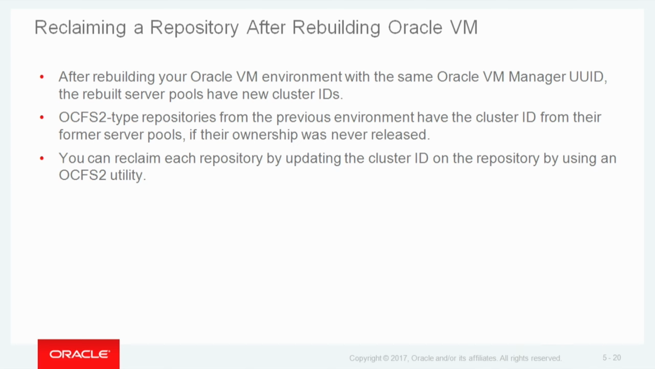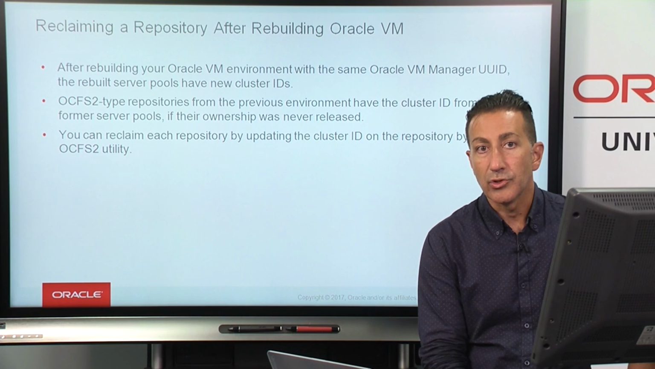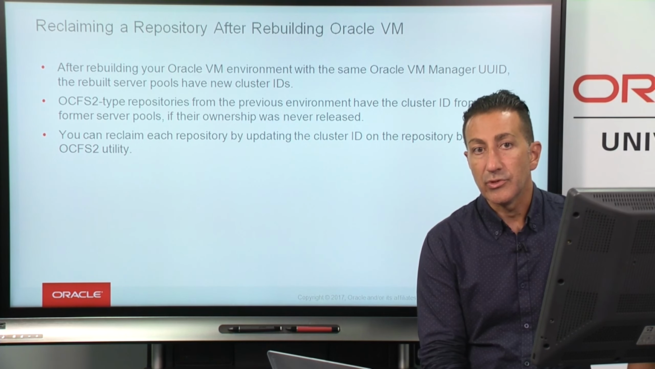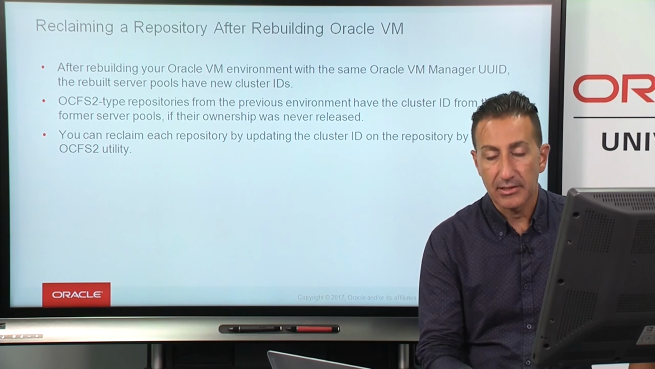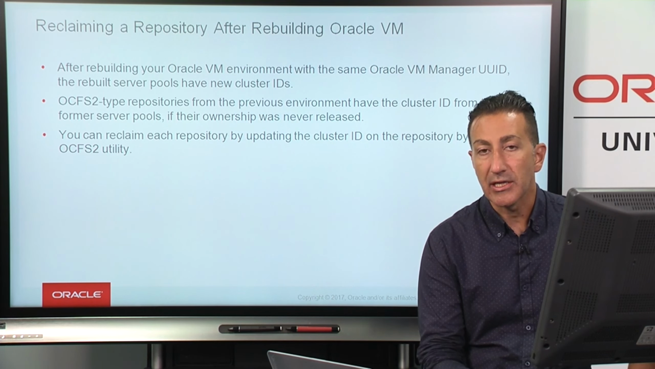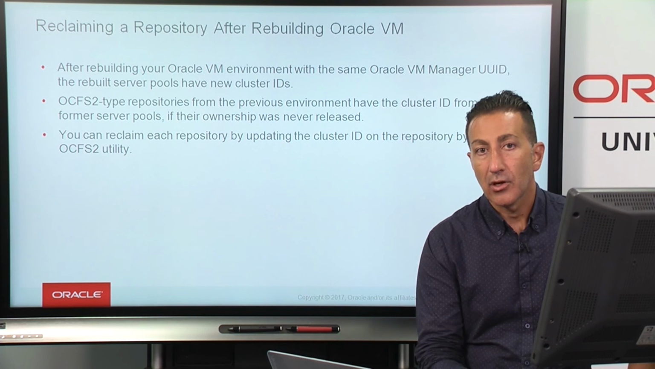Well, that's the problem when you have a repository that was a member of a cluster server pool and you want to reclaim it: it contains different cluster ID unique identifiers. You need to use the OCFS2 utility to remove these old references and update them with the new ones. Okay, basically that's the most important. Well, you will learn later in the next lesson about troubleshooting how to do it.